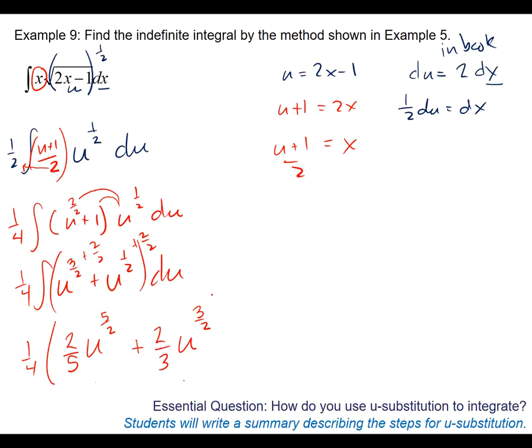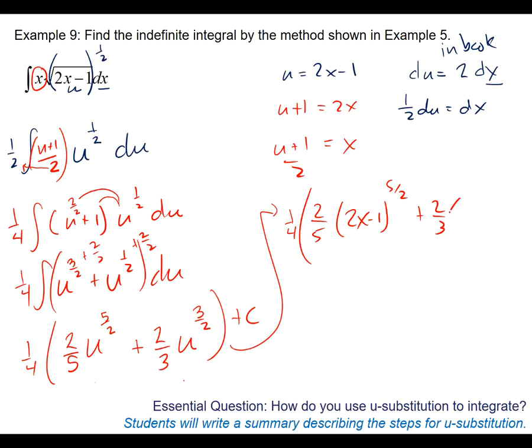And at this point, what's the last thing we need to do? Substitute. I'm not worried about distributing that one form. If I was looking at something that was multiple choice, and I saw in my multiple choice answer that it's distributed, I will distribute it. I'm probably not going to do that. So you put back in the 2x minus 1 to the 5 halves plus 2/3, 2x minus 1 to the 3 halves plus C.